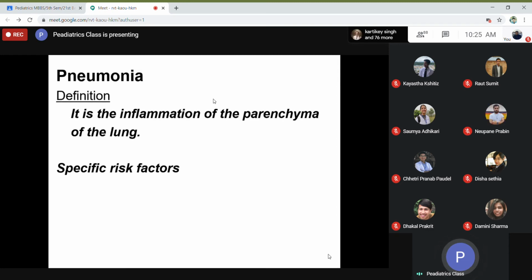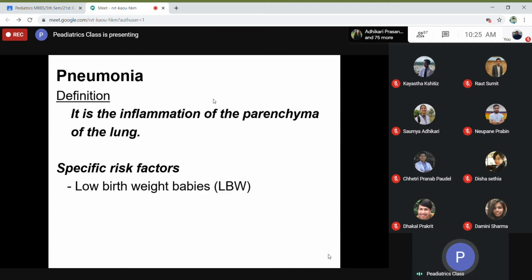Now, come to the topic of pneumonia. Pneumonia is defined as inflammation of the parenchyma of the lungs. It is inflammation of the parenchyma of the lungs. It is defined as pneumonia.